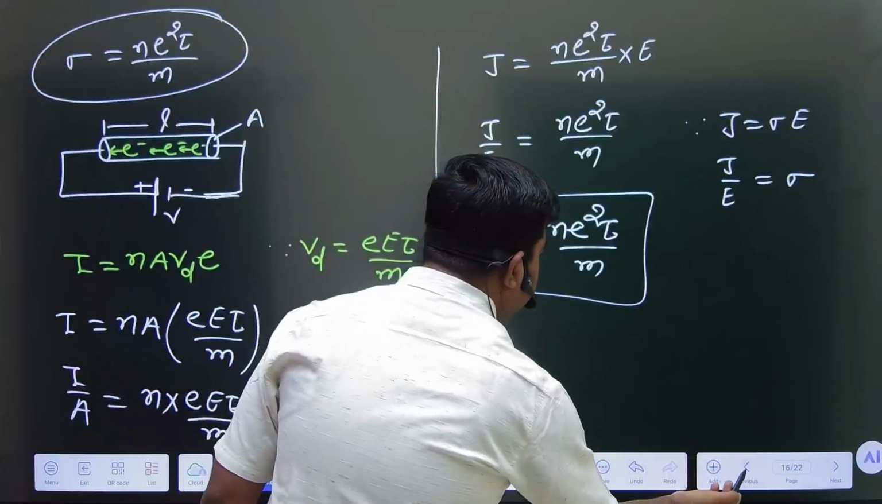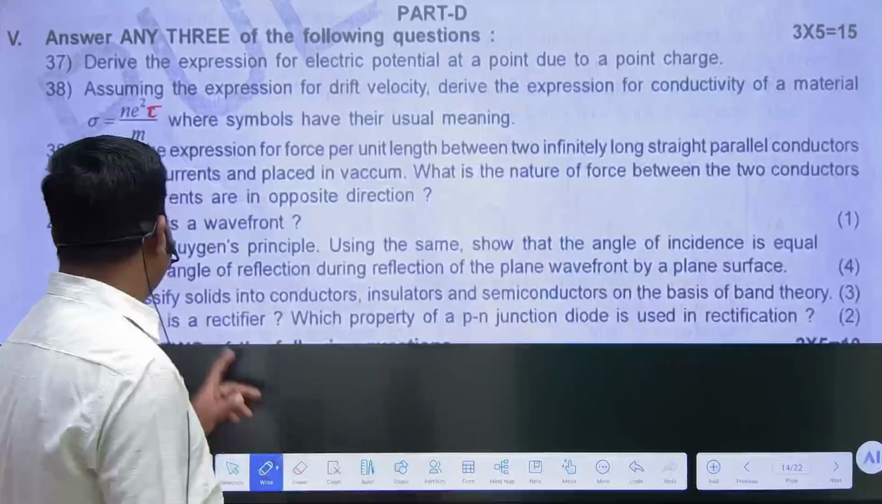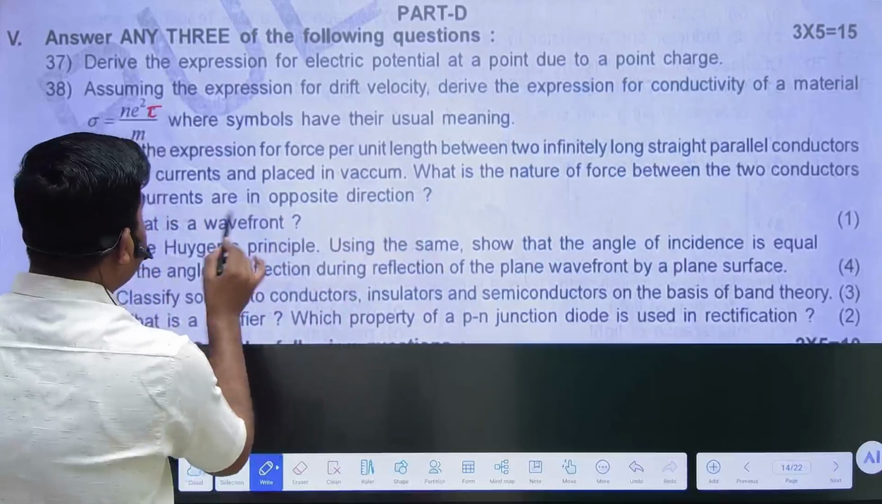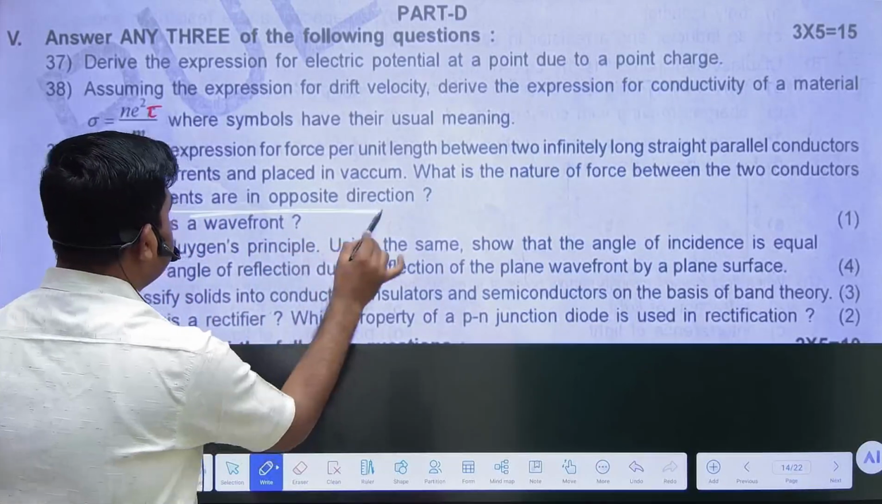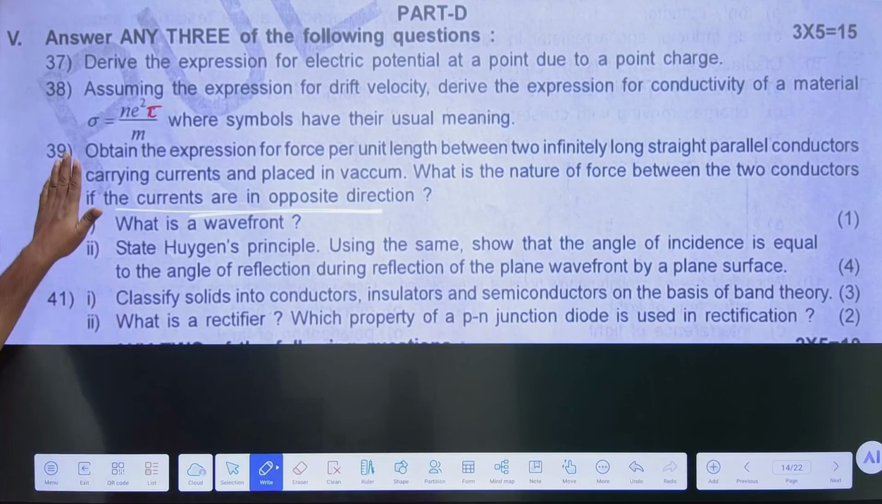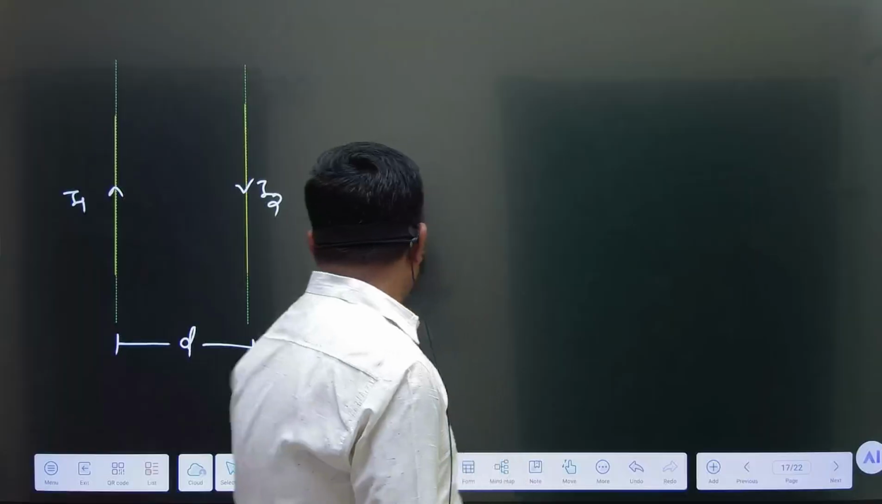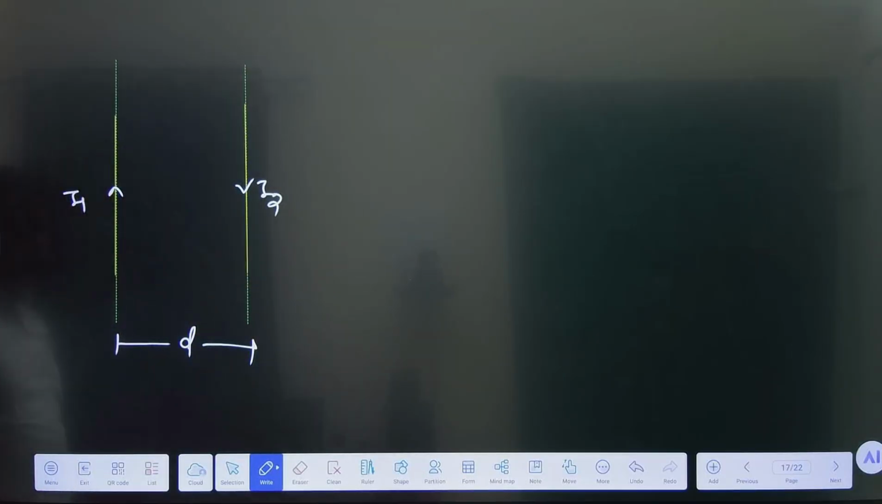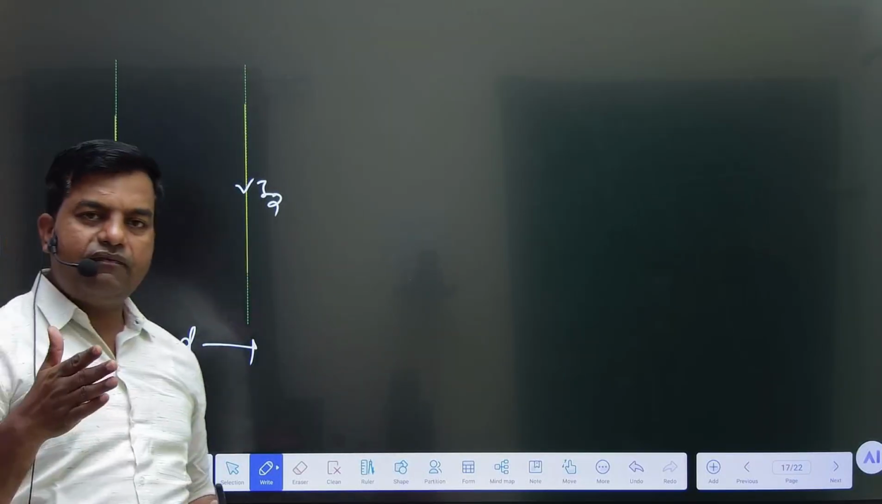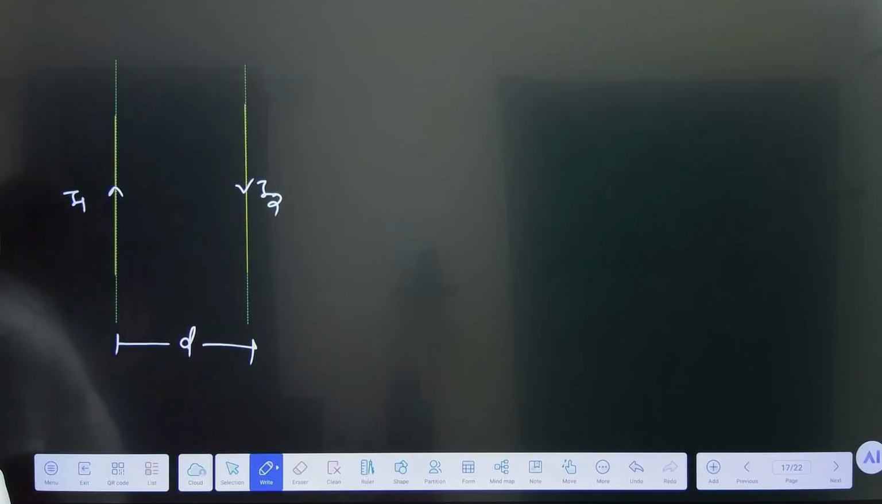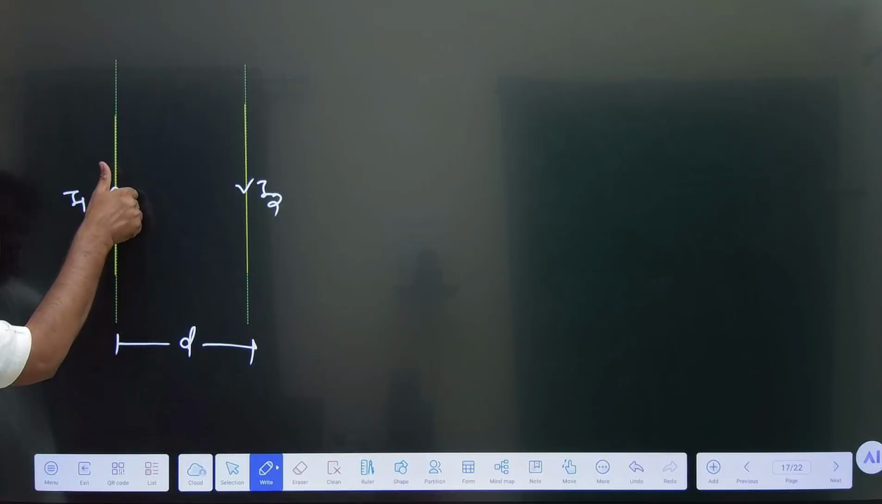Because the condition is that current flows in both conductors in opposite directions. What is the nature of force if current flows in opposite directions? This is given to you. Clear to you? Okay. So now the current is flowing in opposite directions. First of all, we apply Fleming's right hand rule, and first we apply the right hand palm rule. Thumb shows the direction of current and fingers indicate the point at which the magnetic field is to be determined.